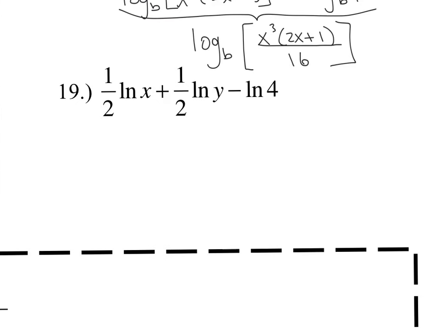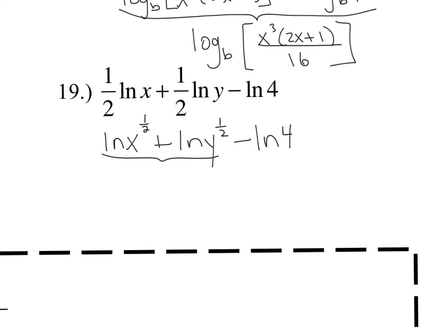And the last of the condensing, again, pretty similar to all the other ones. I'm going to take my exponents, move them up. So I have the natural log of x to the 1/2 power plus the natural log of y to the 1/2 power minus the natural log of 4. The first two have an addition sign, so I'm going to use my product property. So I'm going to multiply y to the 1/2 and x to the 1/2.